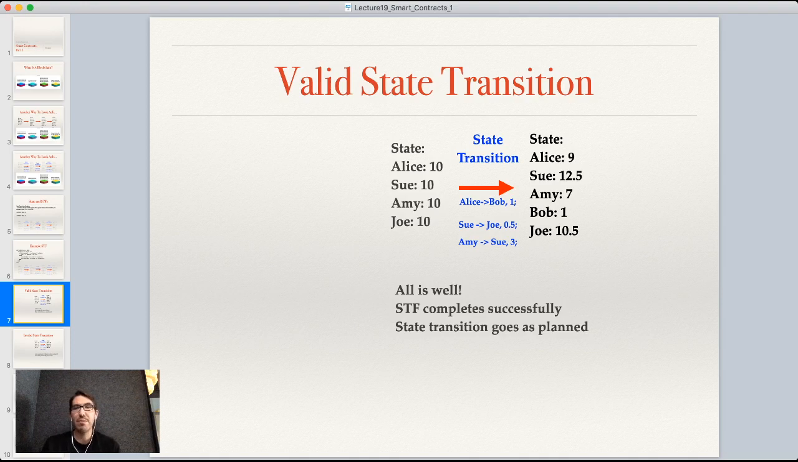So here we've got a valid state transition, right? It has gone through the state transition function and completes successfully. This is just the first transition in the example earlier, where Alice sends Bob 1 Bitcoin. She has that, and Bob can get it. Sue has enough Bitcoin to send, and Amy has enough Bitcoin to send. Again, this is a very simple state transition function. You can imagine it is much more complicated in an actual blockchain. But hopefully this gives you the concept of what the state transition does and what it checks for.